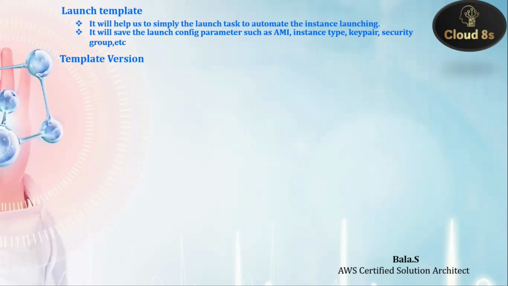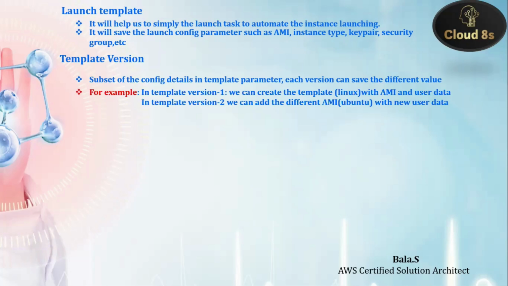When we are working with the launch template, another concept we need to be aware of is the template version. A template version is a subset of the launch template parameters. For example, if you are going to create a template for a Linux-based web server, first you can do it using version one. In version one, we create a template with a Linux AMI and pass the user data for the Linux AMI. Then you get a request to create a template for an Ubuntu image with some new user data.